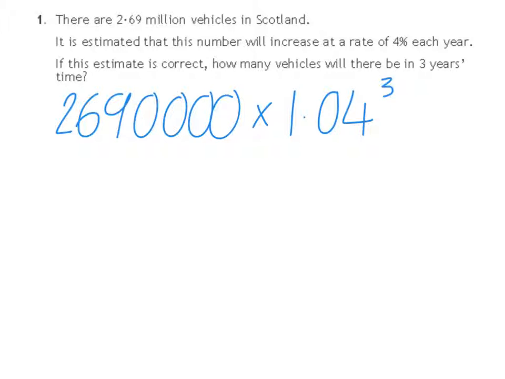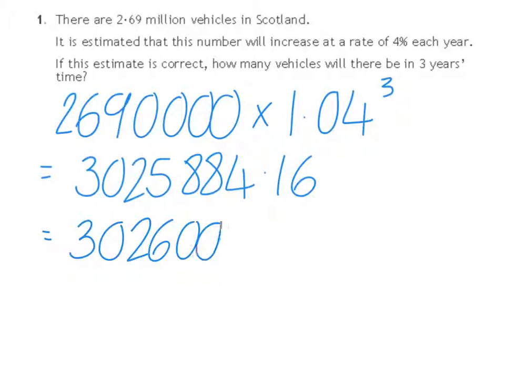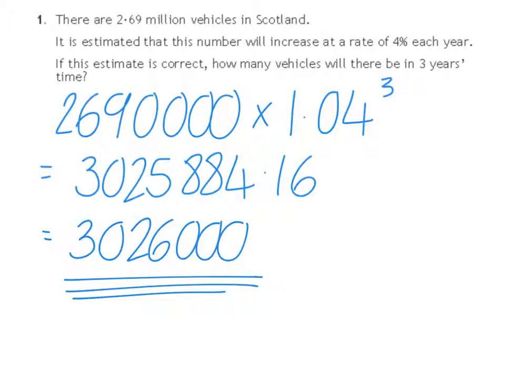Now, the figure returned by the calculator when we do this is 3,025,884.16. Now, since this figure is an estimate, we obviously want to round it in some way. It doesn't indicate what to round it to, but we'll round it to the nearest 1,000. So that will be 3,026,000 vehicles. That's our estimate and the end of our question.